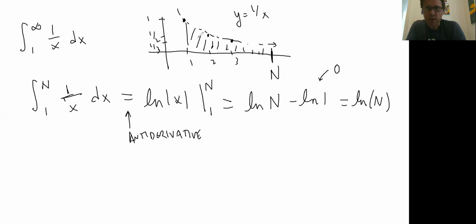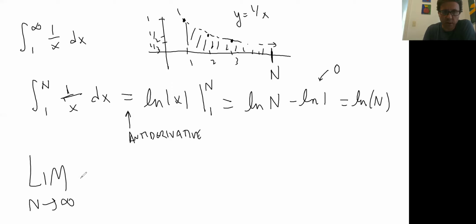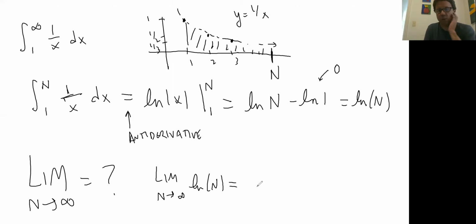So if I stopped at n equals 100, then the area would be the natural log of 100. If I stopped at 1,000, the area would be the natural log of 1,000. So the question is now, what happens as we let that n get bigger and bigger and bigger? What has happened to the area? So we calculate the limit as n goes to infinity of the natural log of n. And we realize that we've seen this in the L'Hopital section. Natural log just keeps getting bigger and bigger, never levels off. So that limit is infinity.